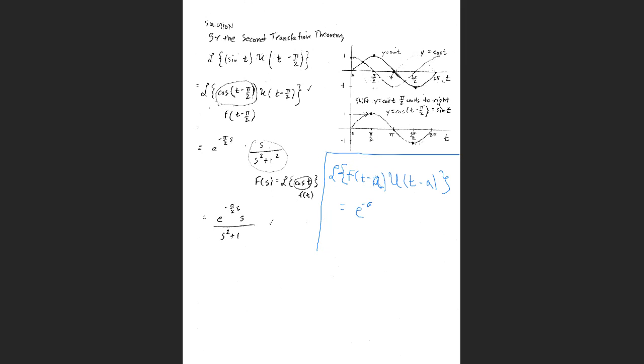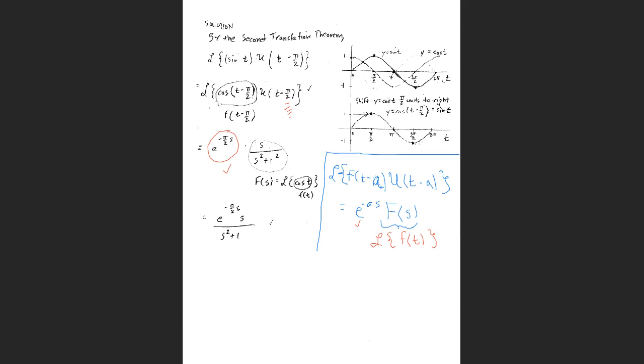e to the negative as power times the Laplace transform. This big F of s, remember, stands for the Laplace transform of your function f of t. So the e to the negative pi over s, okay, hopefully everybody's comfortable with why that's there. A is equal to pi over 2.